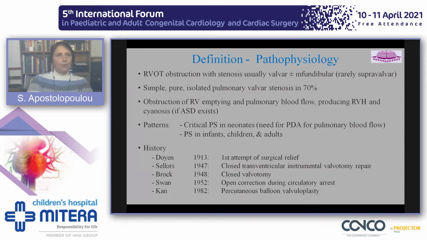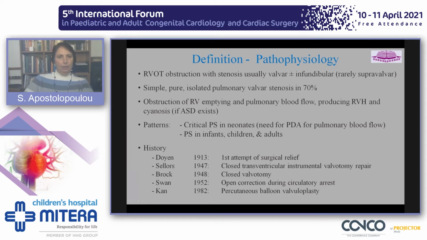We're going to say a few things about critical pulmonary stenosis, which is actually defined as the RVOT obstruction, which is usually valvar. Sometimes it has an infundibular component as well. Most of the time, it's simple, pure, isolated PS in 70% of the patients. And obviously, it obstructs the RV emptying and the pulmonary blood flow, so it creates RVH and cyanosis. There's usually an ASD, obviously.